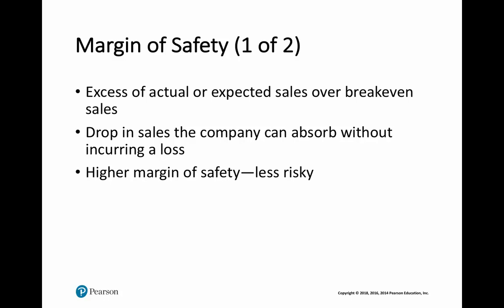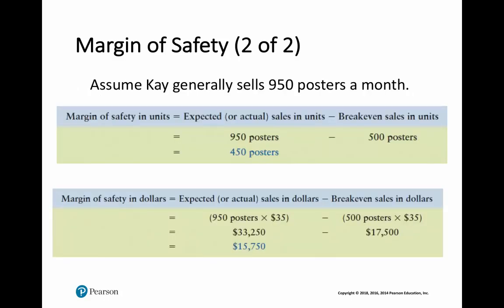So generally, a higher margin of safety equals less risk for that business, especially if we're talking about an investor trying to go into it, or a banker trying to decide whether or not they can loan that company money. So for our formulas here, we're going to assume K generally sells 950 posters a month. We take our 950 actual or expected sales minus our break-even sales that we calculated earlier in the chapter. So we have a margin of safety of 450 posters.